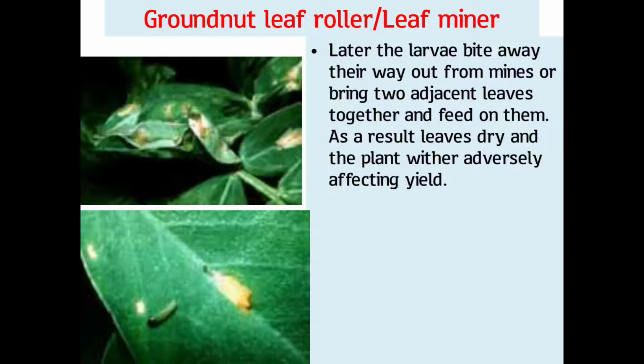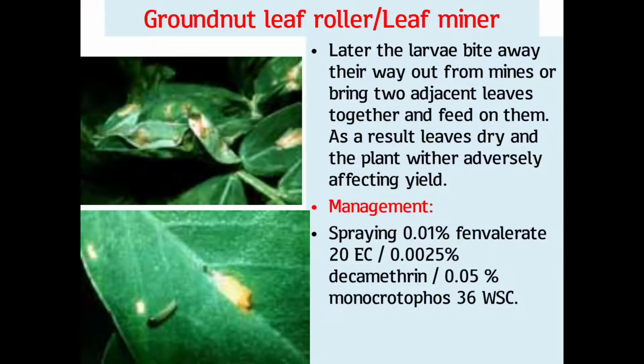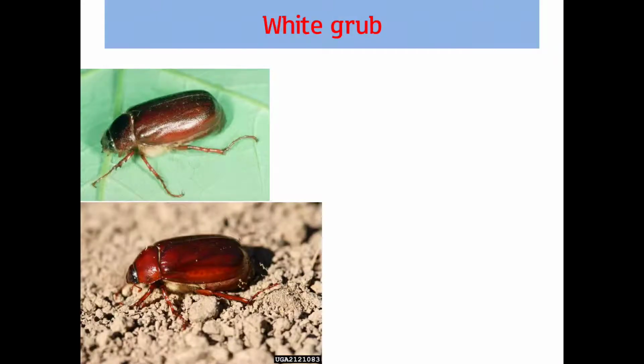Later, these larvae bite their way out from their mines or move to adjacent leaves, and it affects the photosynthesis and yield of the crop. Management practices: spraying 0.01% phenthoate 20 EC or monocrotophos to control the leaf miner.